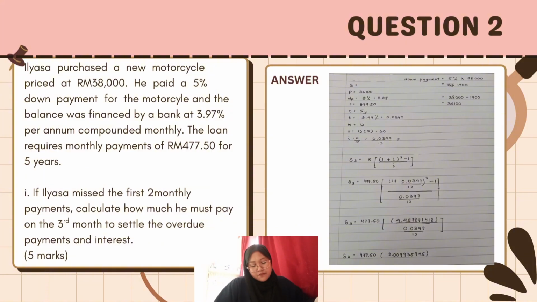S3 we got 1,437.24 ringgit, 24 cents. Then we got the third month payment. The total of the third month payment is 1,437 and 24 cents.